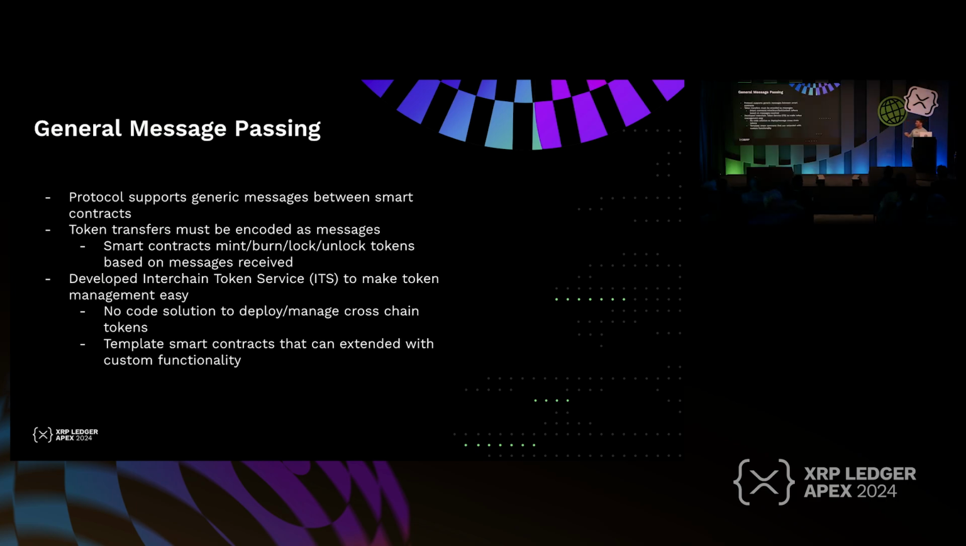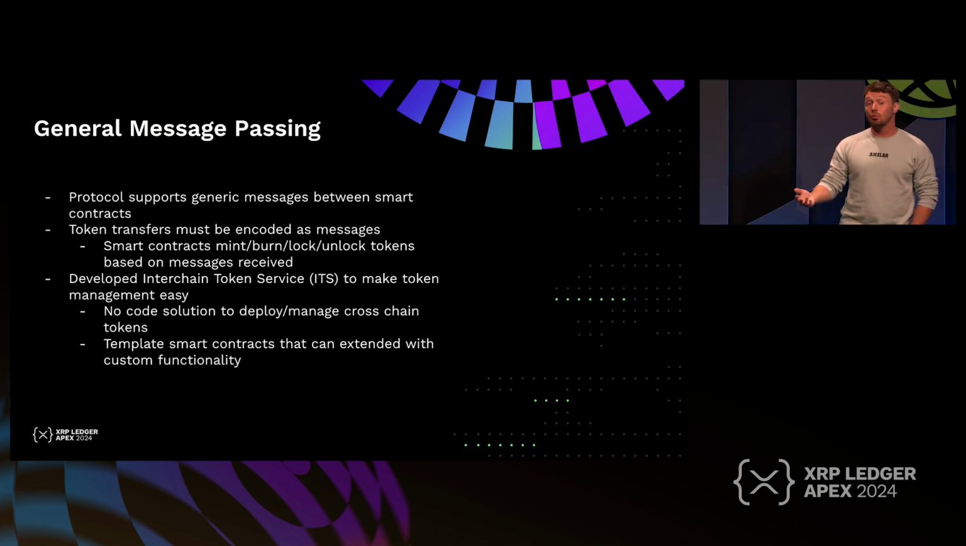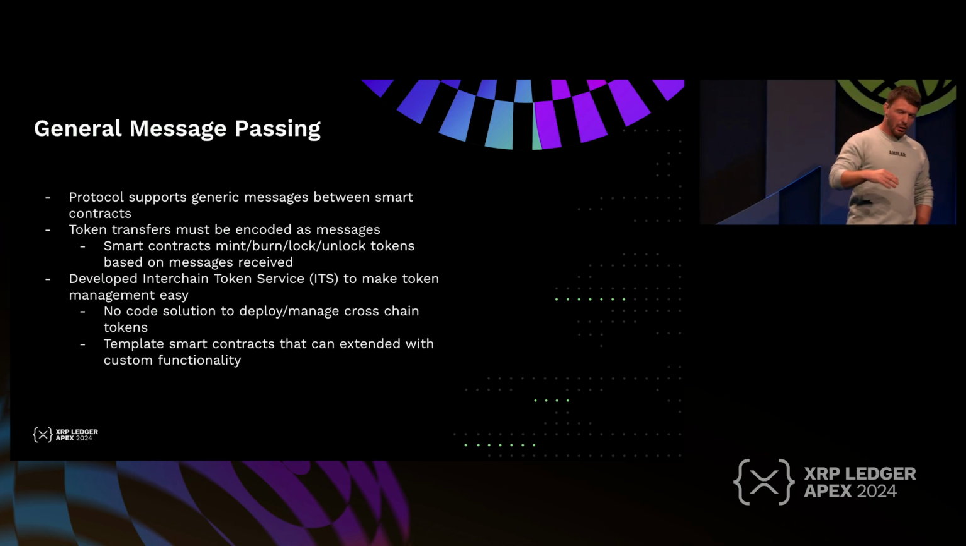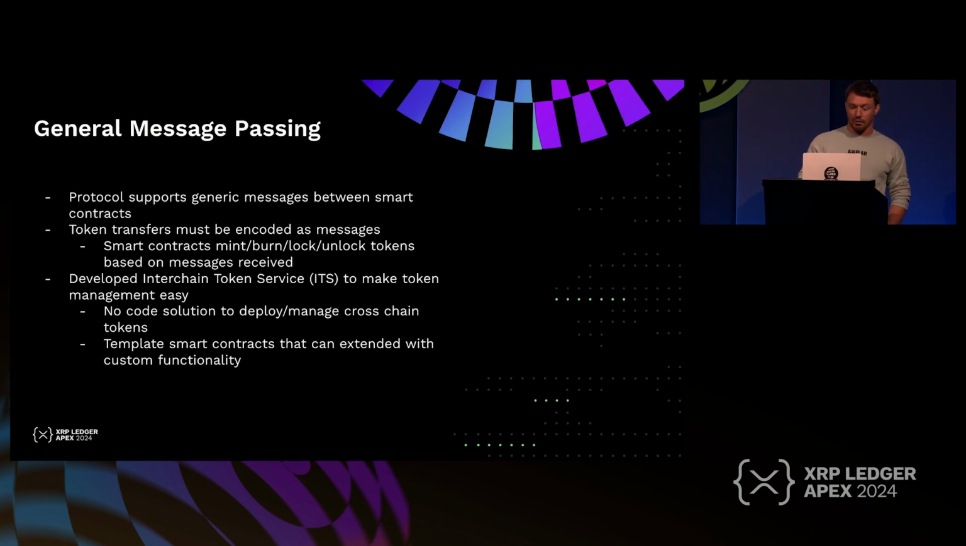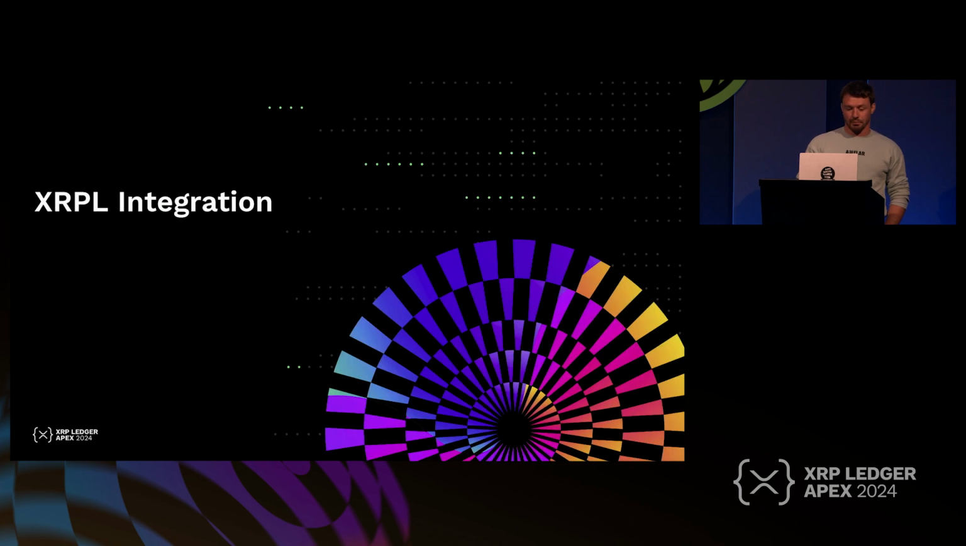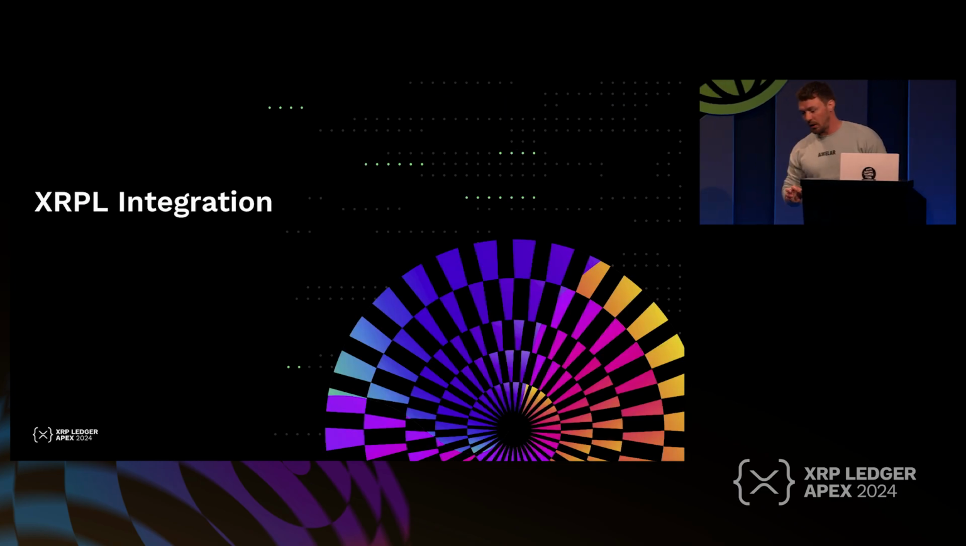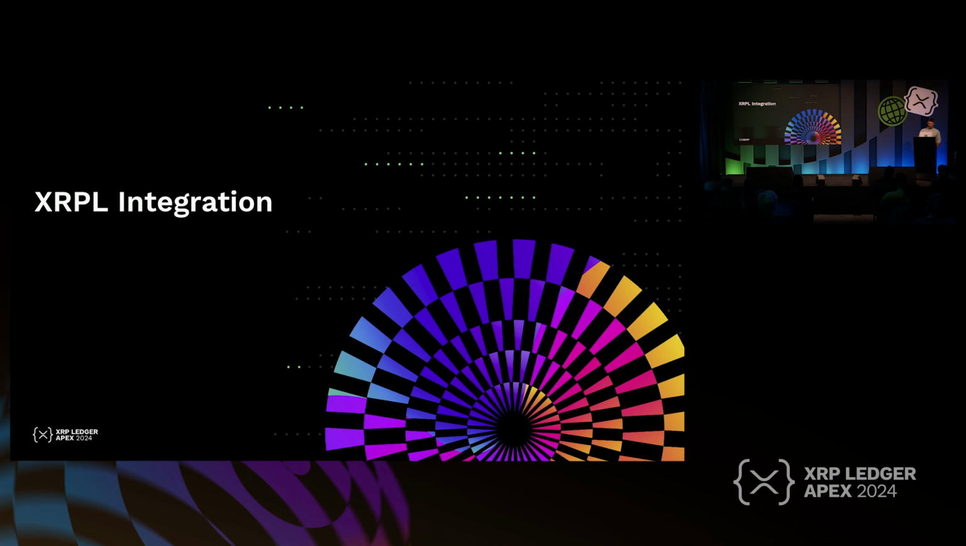And Axelar provides smart contracts and a product called Interchain Token Service to make that really easy, so you don't need to write your own smart contracts for that. You can just clone our contracts and deploy them. You can even do it through a web interface, actually, without even having to write the smart contracts. So now, with the remaining time, I'm going to talk about the XRP Ledger integration.